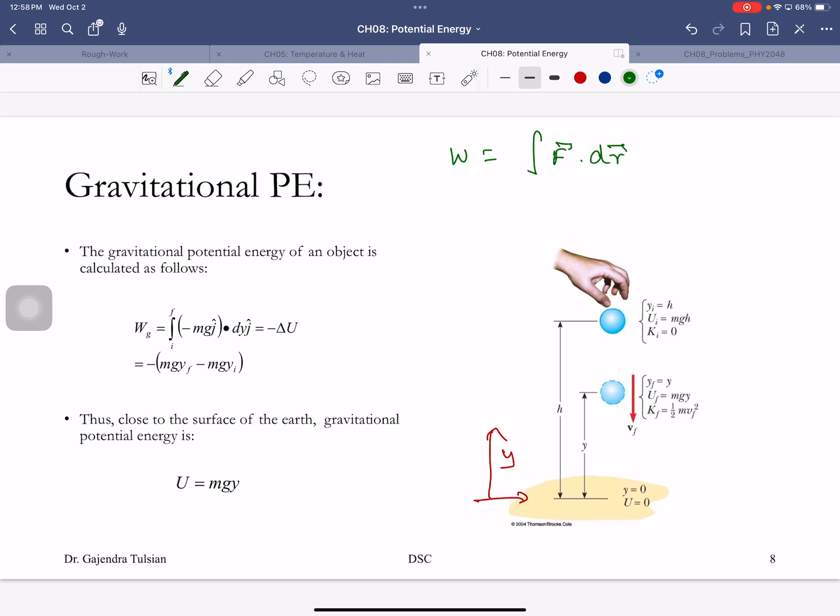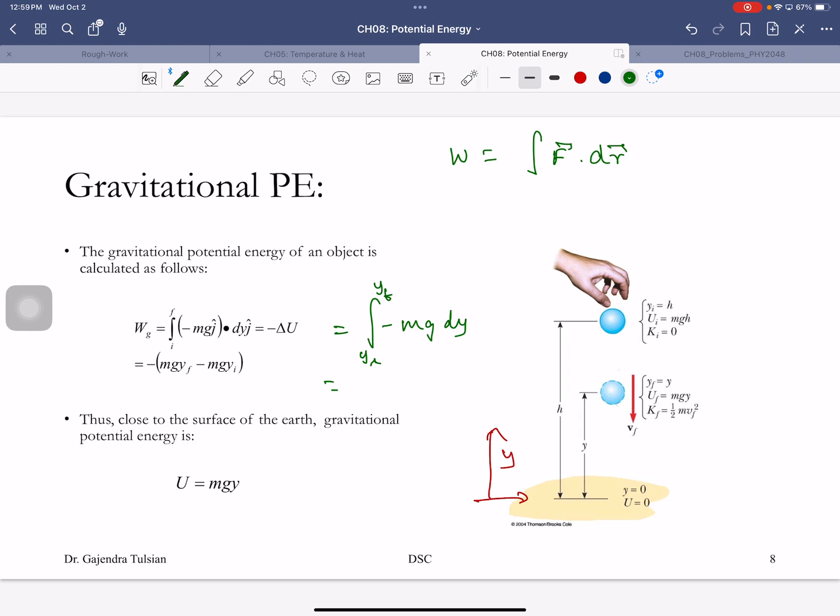Okay, and our object is moving along the y-axis. So there's the force, there's the vector notation for the force, dotted with dy j. We're dropping the object. Okay, j dot j is 1. Okay, and so that is equal to the integral of minus mg dy, from y initial to y final.